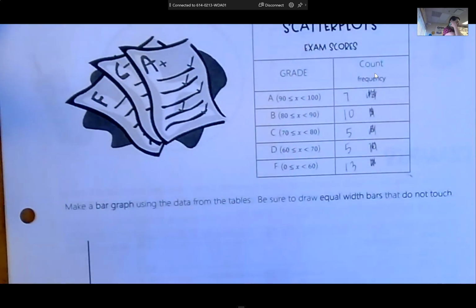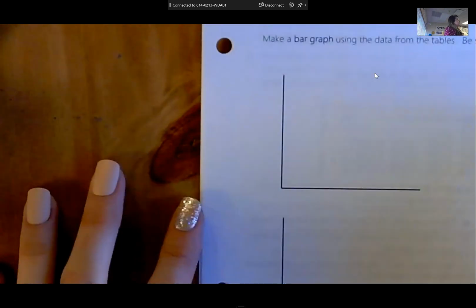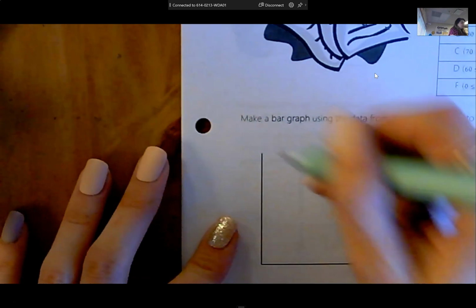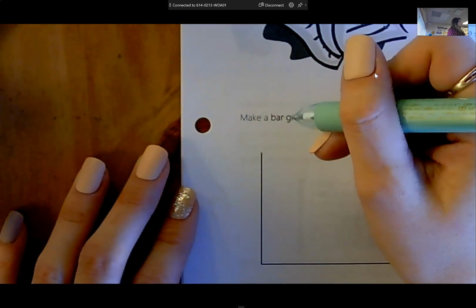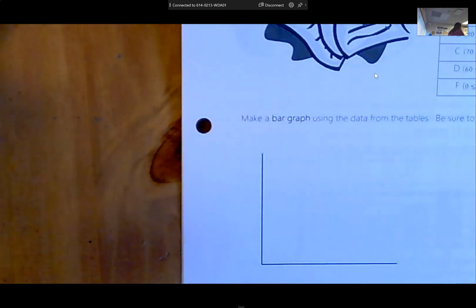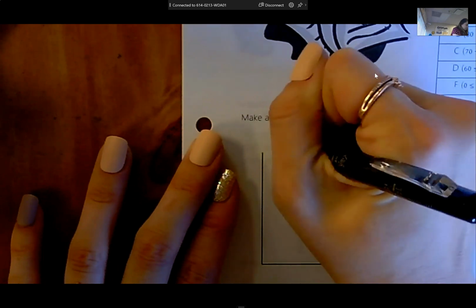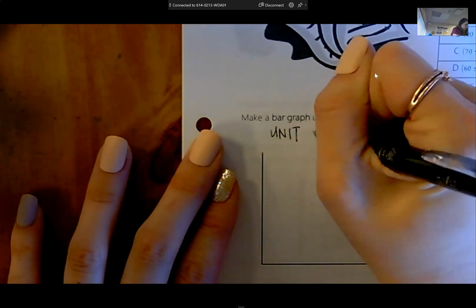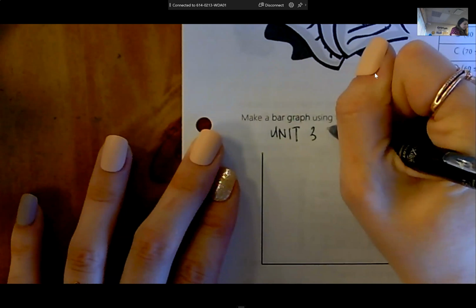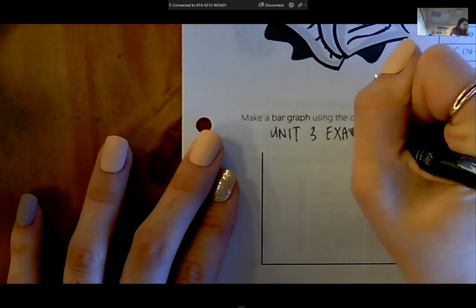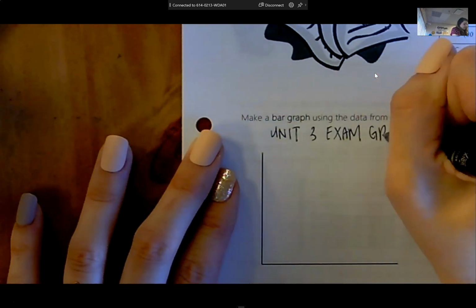Make a bar graph using the data from the tables. So just like we've done before, we are going to label and scale our axes. So first, I'm going to label my grapharoonie. This is Unit 3 exam scores. Or exam grades, not scores.